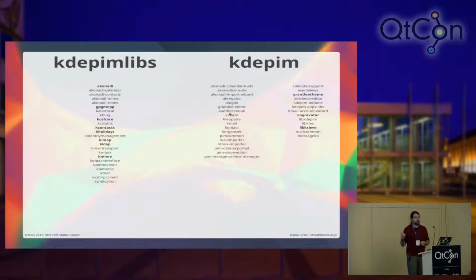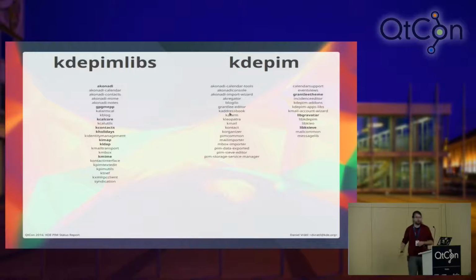There's libgravatar, which allows you to easily pull avatars from the Gravatar and Libravatar service, basically the free version of Gravatar. And we have libksieve, which, similar to KIMAP, is an implementation of the Sieve protocol, which is a filtering protocol for IMAP. So yeah, we have now lots of repositories, but this was the final split.